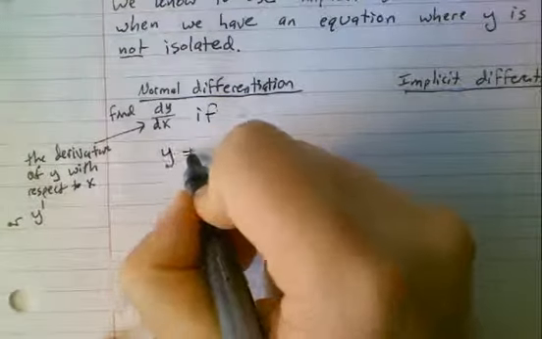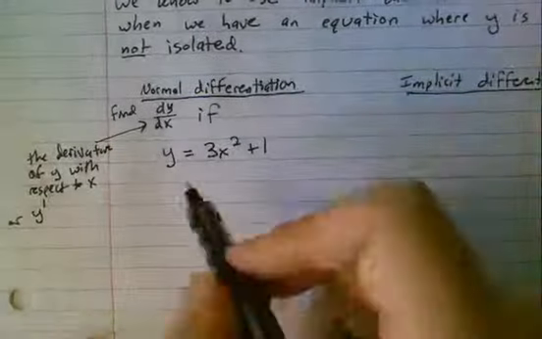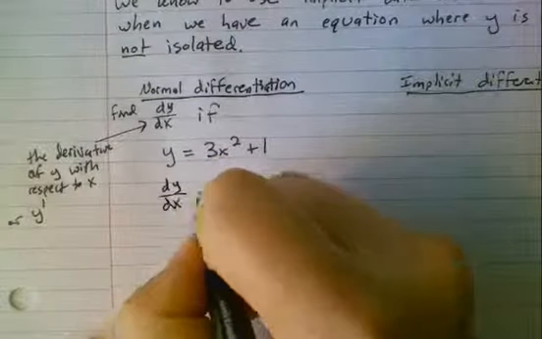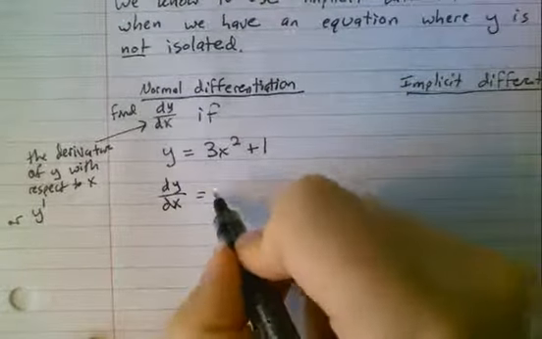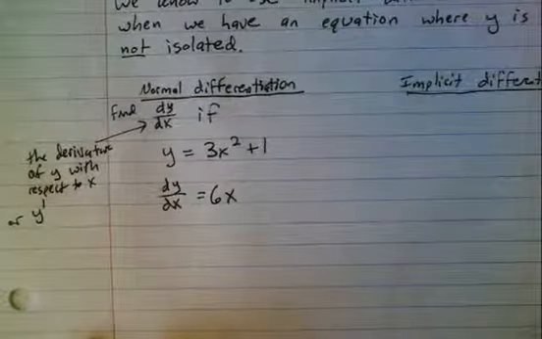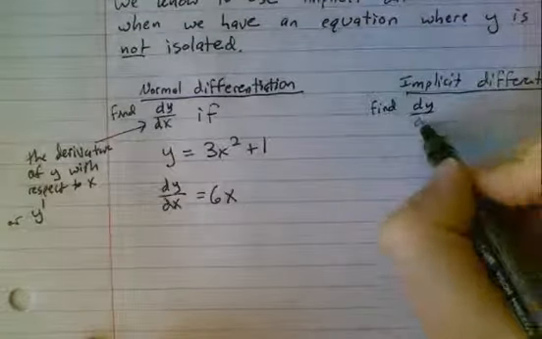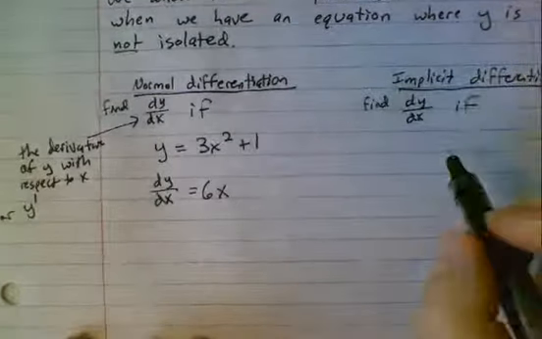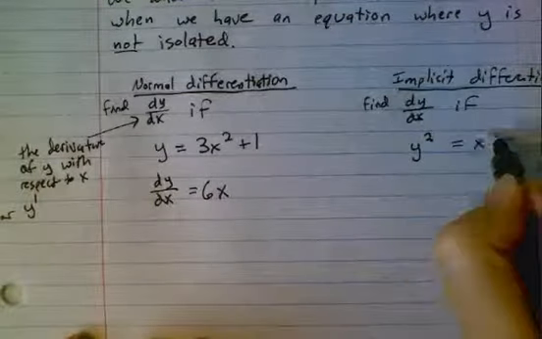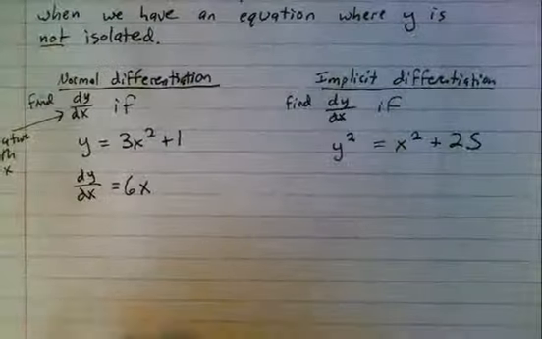Let's say y equals 3x squared plus 1. Well, we know that if we're taking the derivative of y, the name for that is just dy dx. We take the derivative over here, bring down the 2, that's 6x, derivative of 1 is 0, and there we go. That's what we've done in the past. On this side, we're going to find dy dx if, instead of just y, we've got y squared, and let's say that equals x squared plus 25.